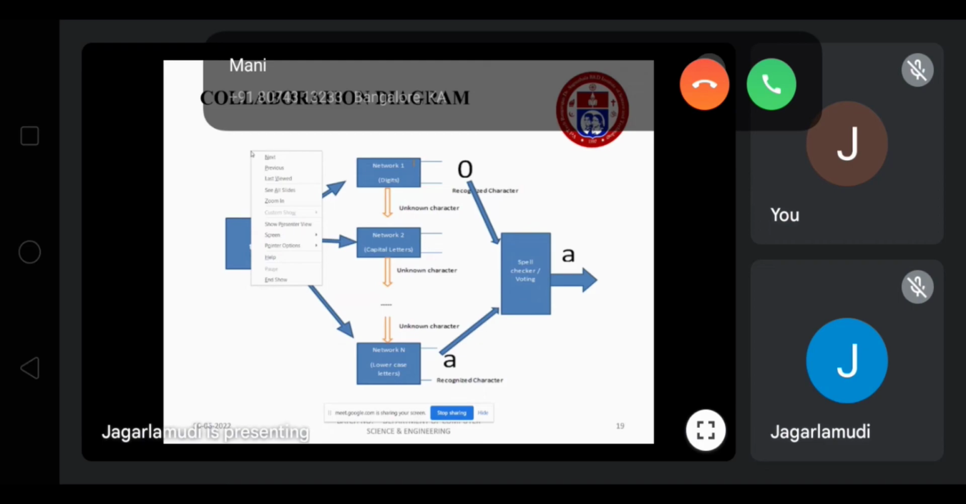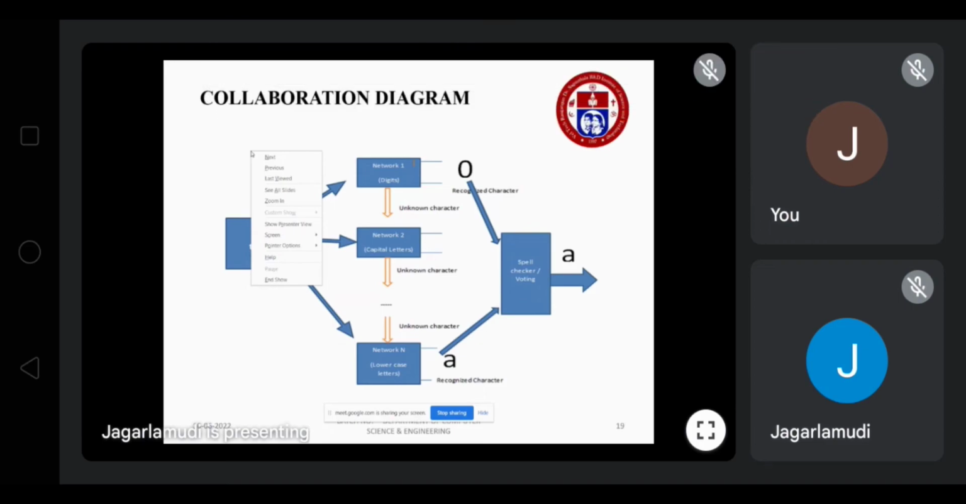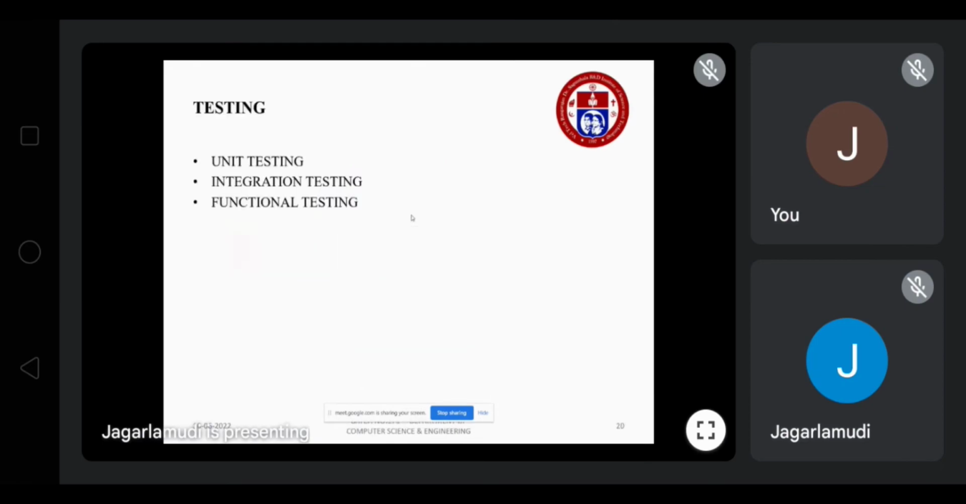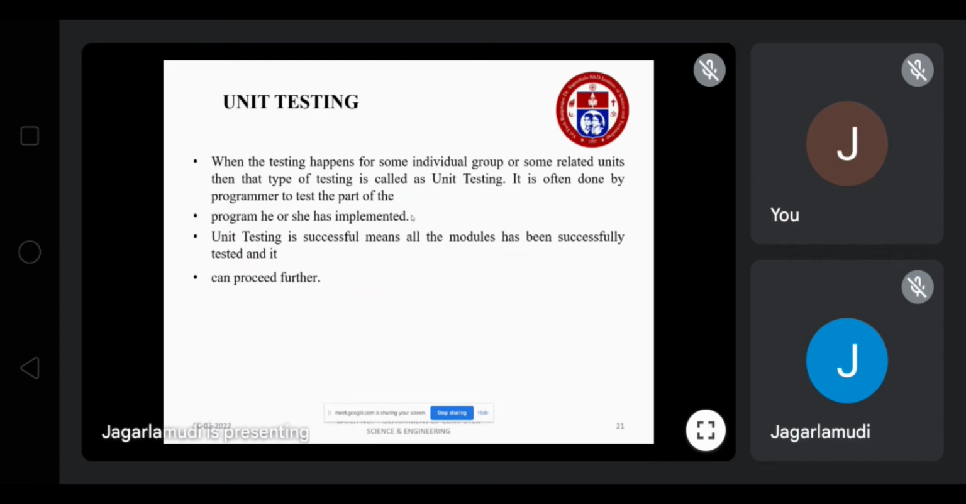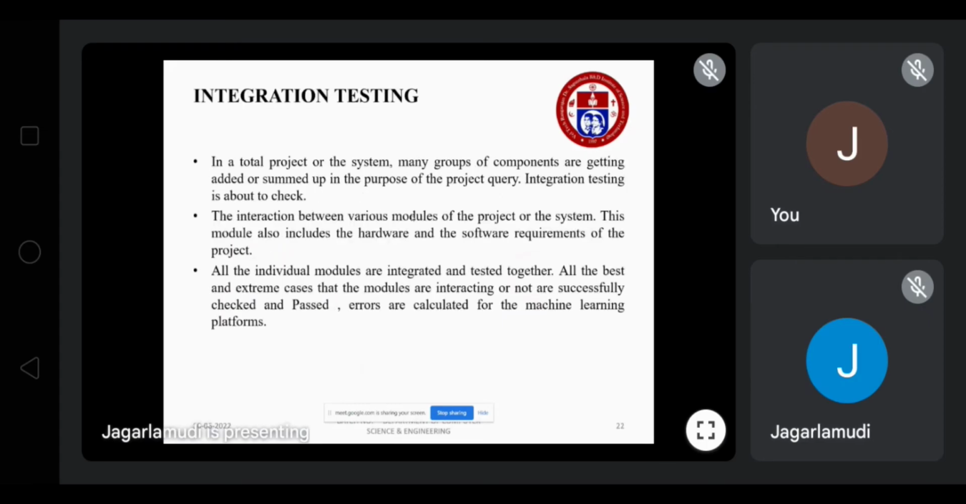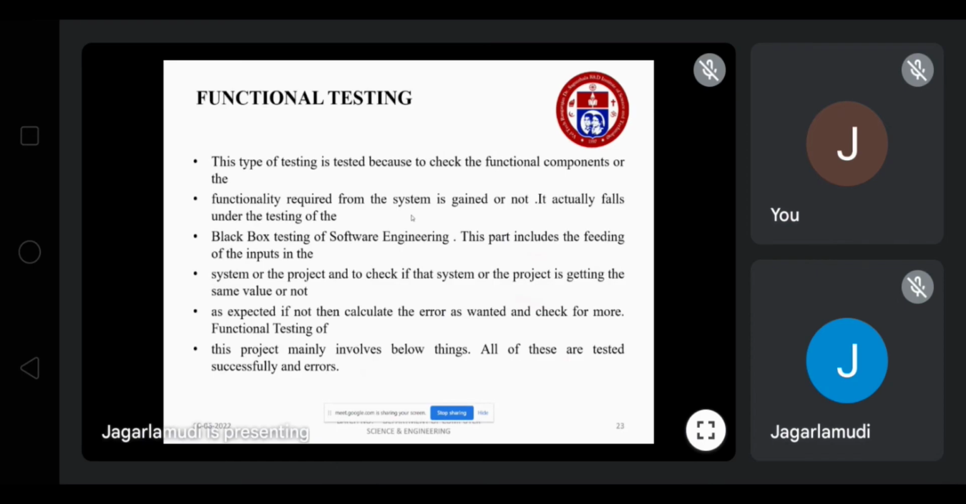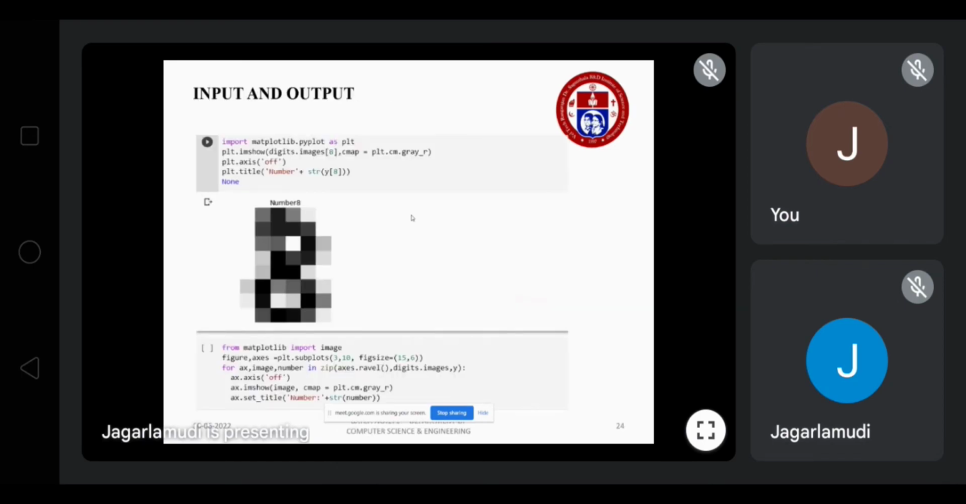This is a diagram based on the letter A. We are doing three kinds of testing: unit testing, integration testing, and functionality testing. For normal unit testing we have to give some code, and integration testing and functionality testing should also be given. This is the input and output image we have given, the digit 8, where the majority of boxes are black.